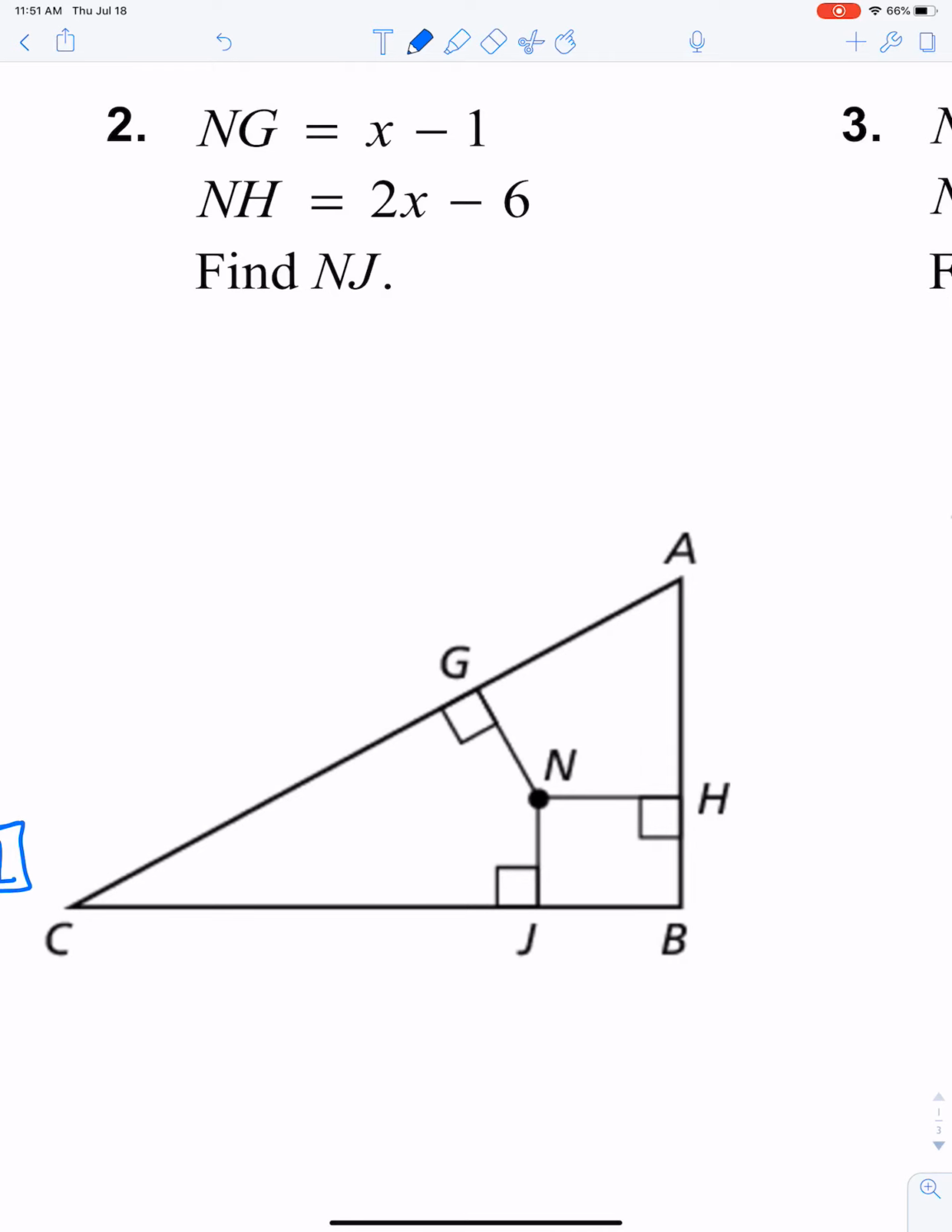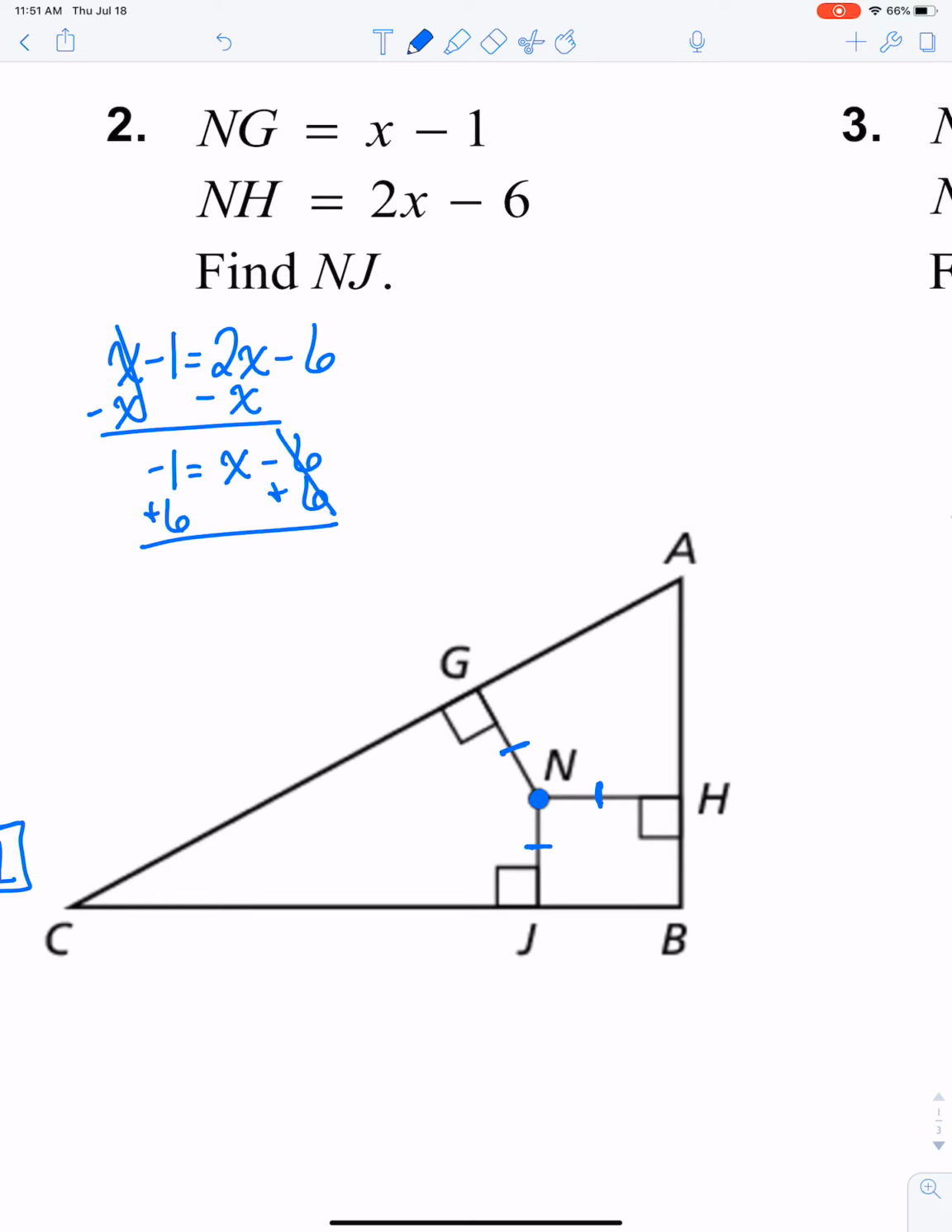Okay, and we'll be doing something similar for number 2. They want me to find NJ. Well, NJ is congruent to NH and NG because point N is the in-center. So I can set the two equations equal to each other just like before. I can solve for x. And I get x is equal to positive 5. Now they want me to find NJ. So since NJ is congruent to NH and NG, I can plug 5 into either equation. So I'm going to plug it in for NG. 5 minus 1 is equal to 4. So NJ has to be equal to 4 because it's also congruent to NG, right?